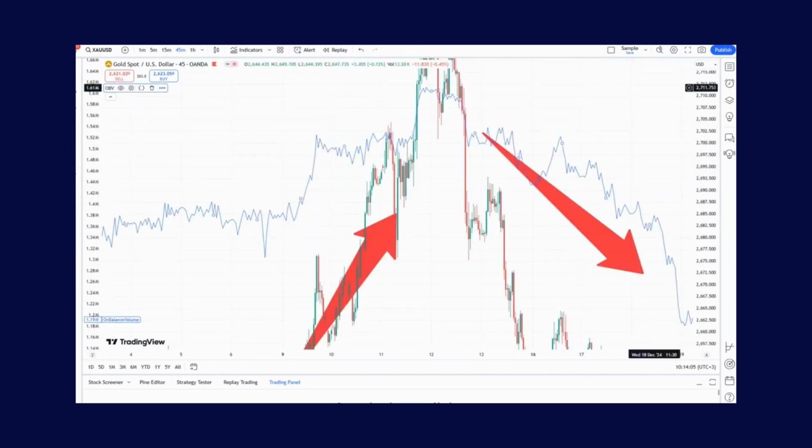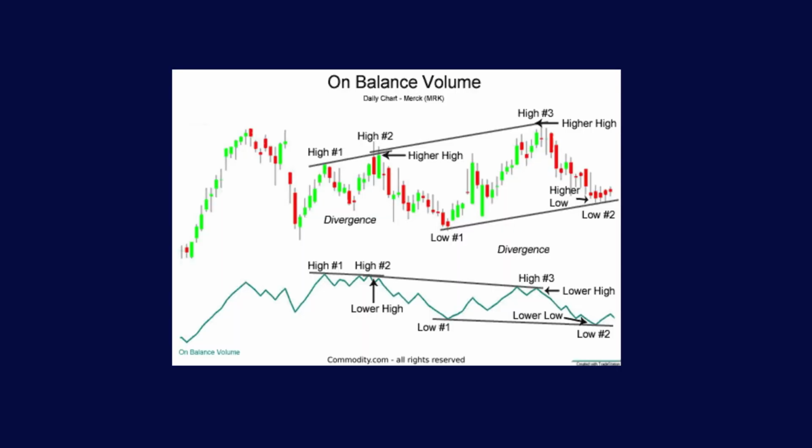Another important application of the OBV is divergence analysis. Divergence occurs when the OBV line moves in the opposite direction of the price. For instance, if the price is making higher highs, but the OBV is making lower highs, it signals weakening buying pressure and a potential reversal to the downside. Similarly, if the price is making lower lows while the OBV is making higher lows, it suggests that selling pressure is diminishing, which could lead to a bullish reversal. These divergences often provide early warning signals that the prevailing trend may be losing strength.